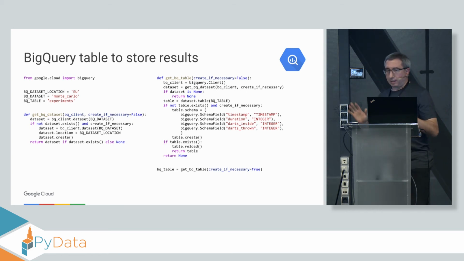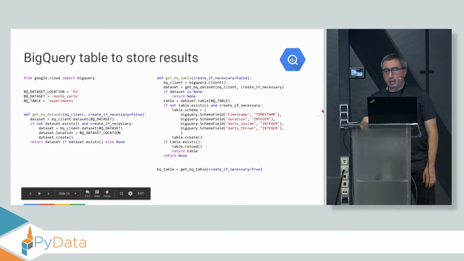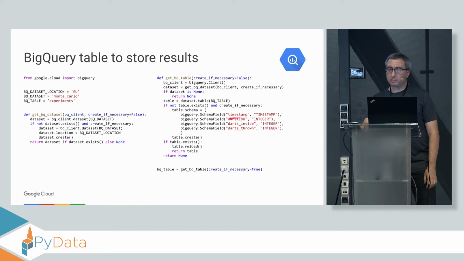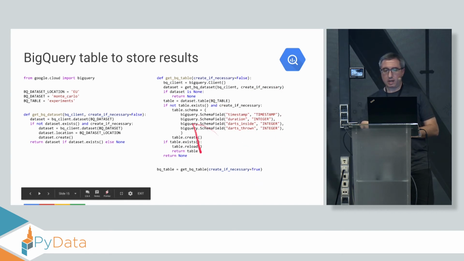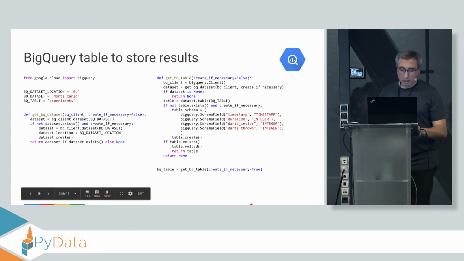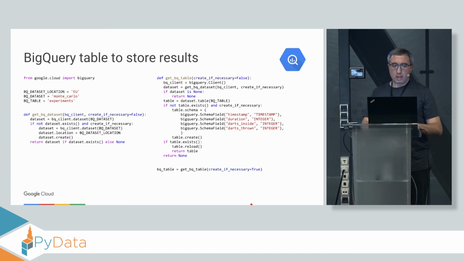So here I have nothing. We're going to create it. I'm going to enrich my metrics. So here I'm going to specify a timestamp, a duration for each experiment, and my main result, how many darts are inside and how many darts have been thrown. So this is how we are going to create this data warehouse.